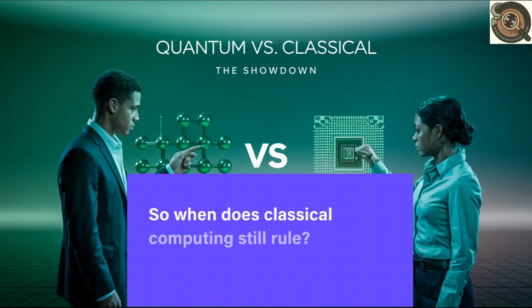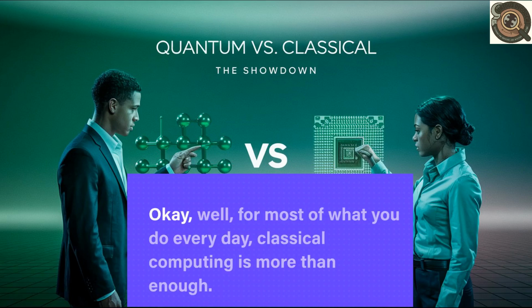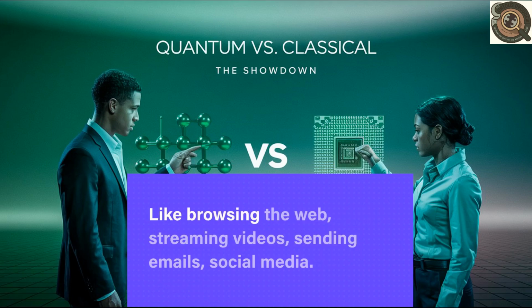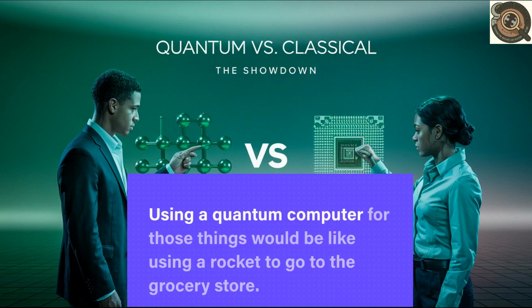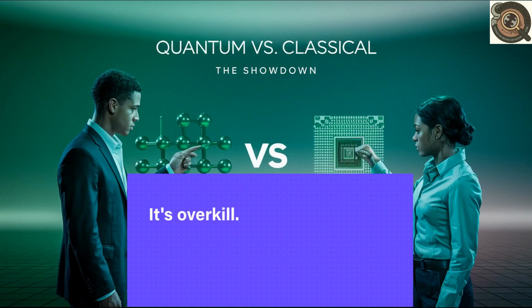So when does classical computing still rule? For most of what you do every day, classical computing is more than enough. Like browsing the web, streaming videos, sending emails, social media. It's all handled efficiently by classical systems. Using a quantum computer for those things would be like using a rocket to go to the grocery store. It's overkill. And all the usual office stuff, word processing, spreadsheets, presentations, is all classical.